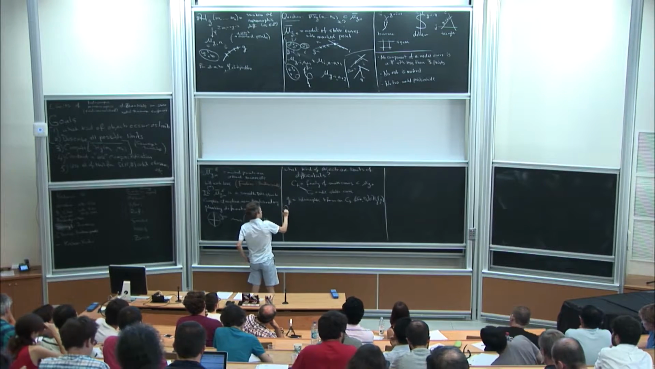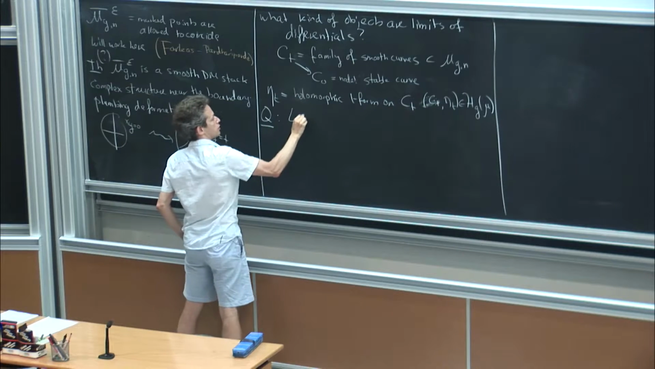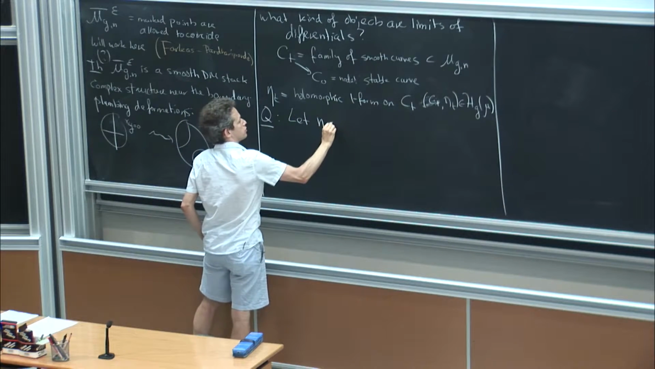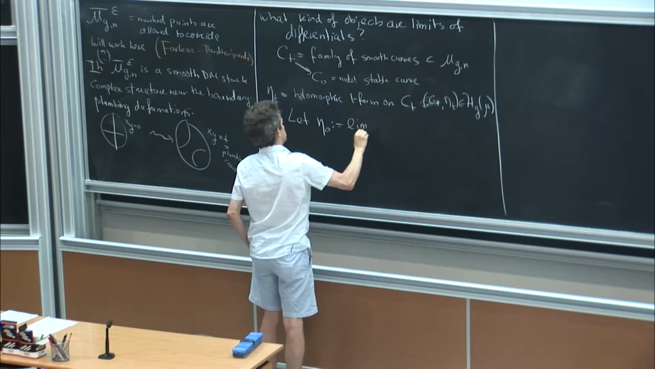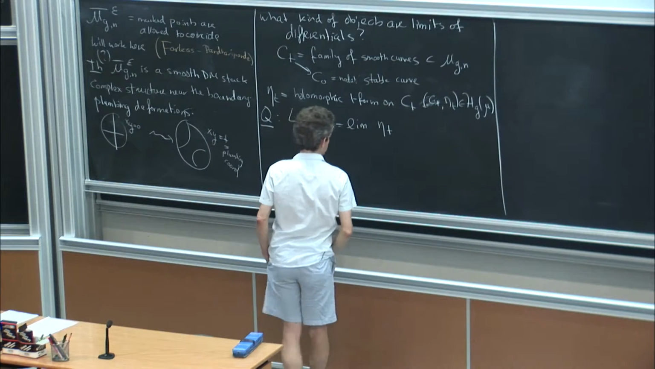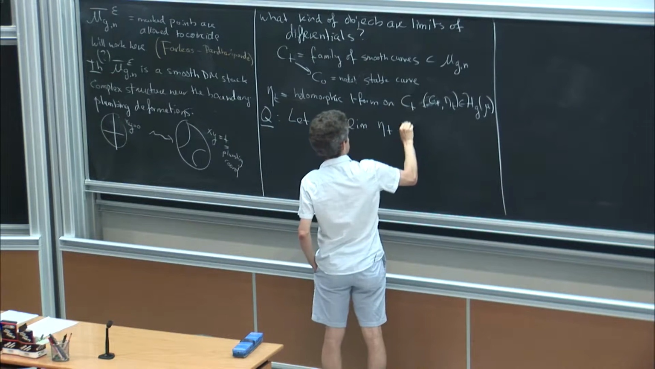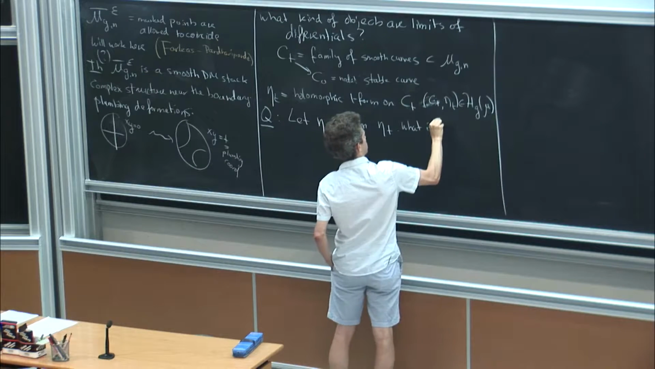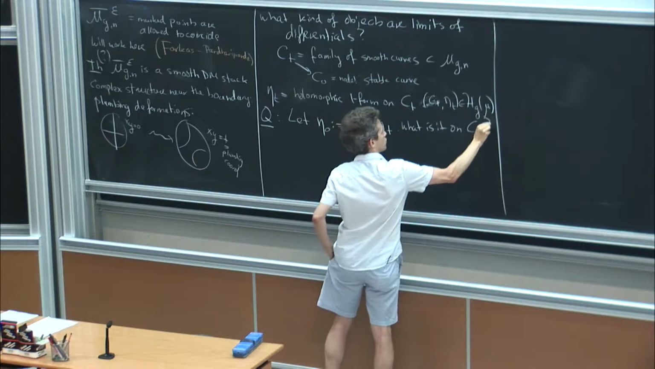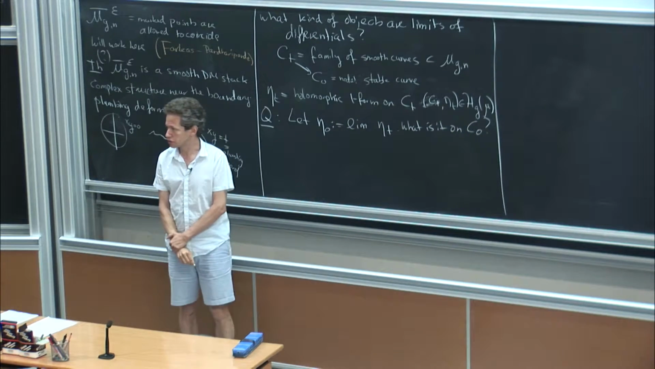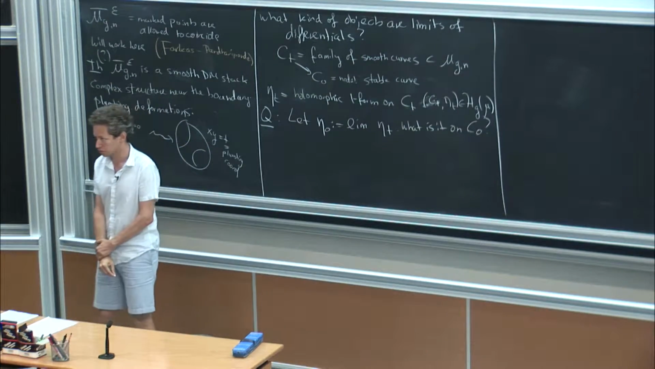So the question you are asking, let eta_0 obviously be the limit, whatever this means, of eta_t. What is it? On C_0. Okay? What kind of an object is the limit of holomorphic differentials.